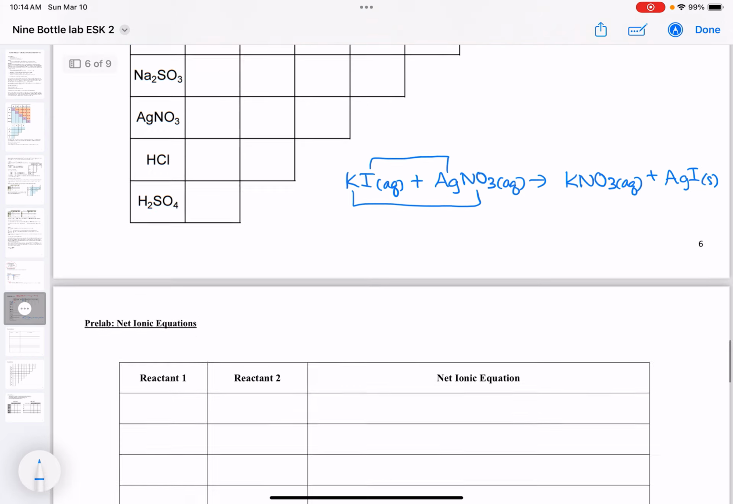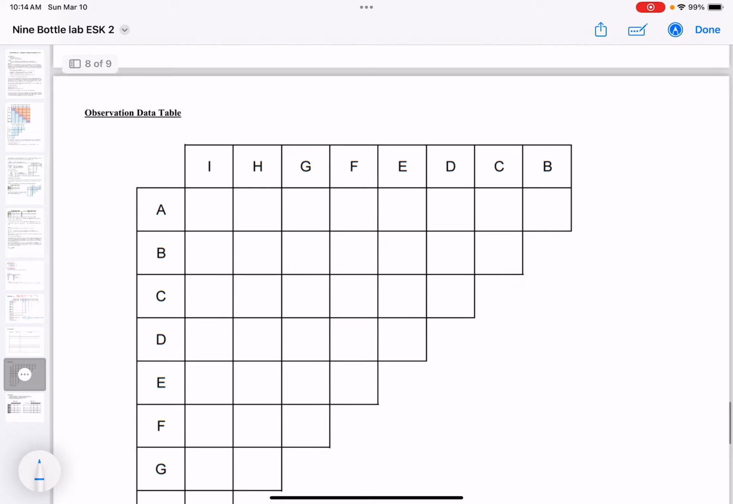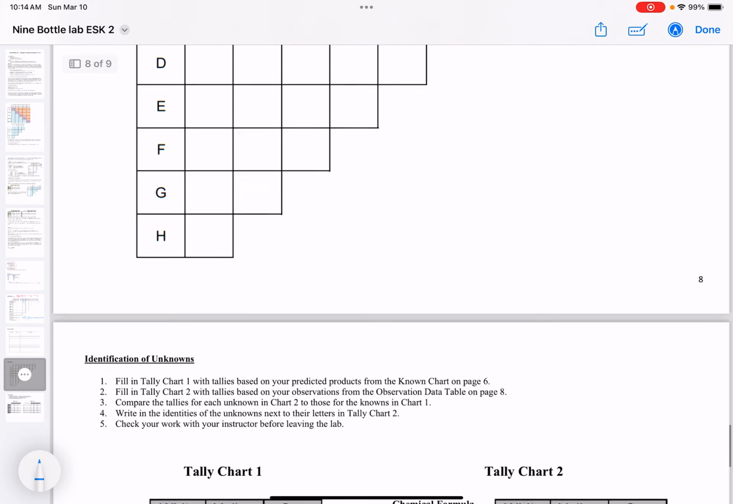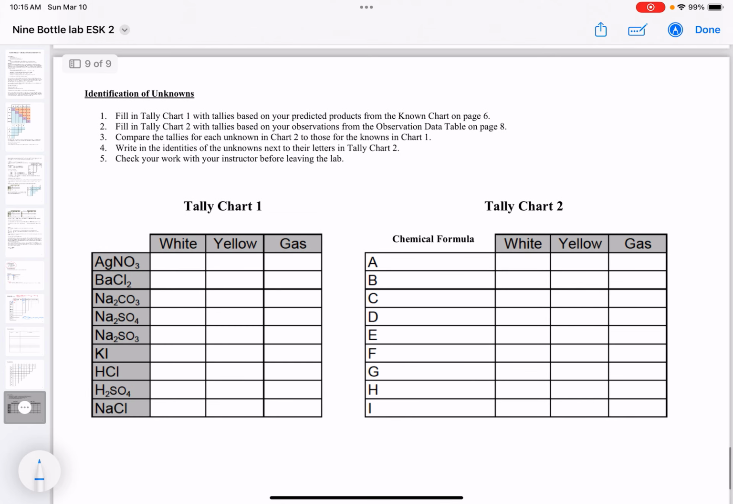So when you go in to do the experiment in lab, then you're going to look and see which of these combinations, if I put these together and it forms a white solid, I would put W. If I put different combinations together, I record my observations, and then I'll show you guys in pre-lab how we're going to use this tally chart here to figure out which compound is which. So the tally chart, you're going to complete before you go into lab to do the experiment.